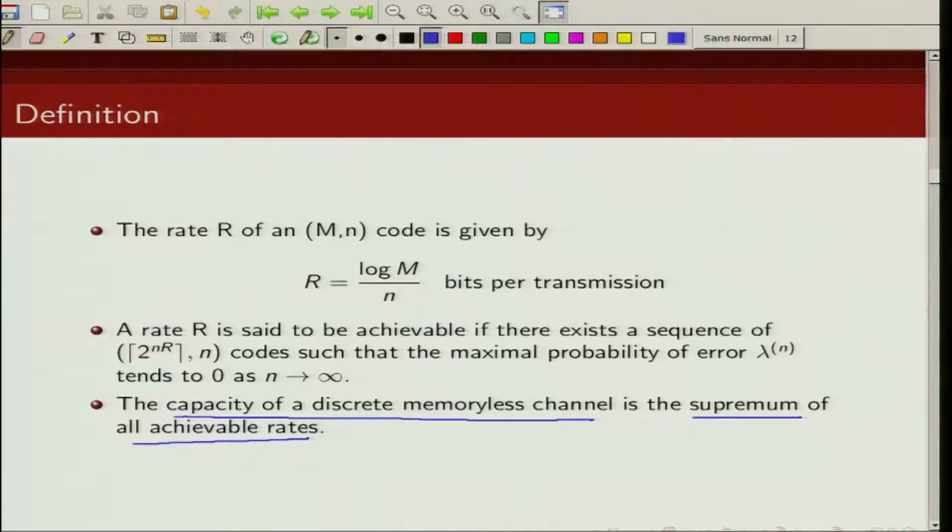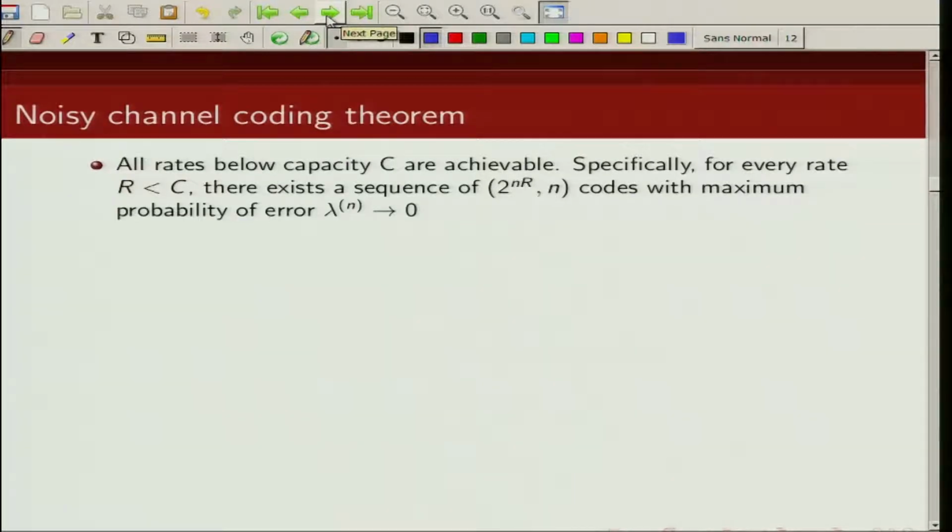So supremum is basically the smallest upper bound of a set. So capacity is basically the supremum of all achievable rates. Now for a discrete memoryless channel, Shannon's noisy channel coding theorem says that all rates below channel capacity are achievable. That means if we transmit at a rate below capacity, then our maximal probability of error will go to 0 as the code word length increases to infinity.